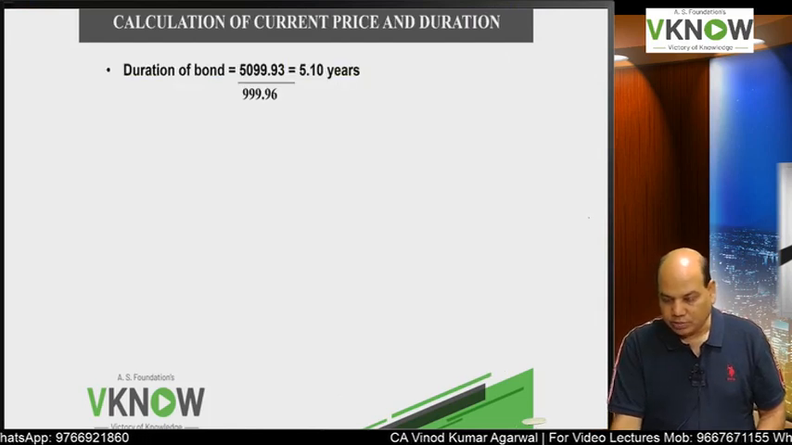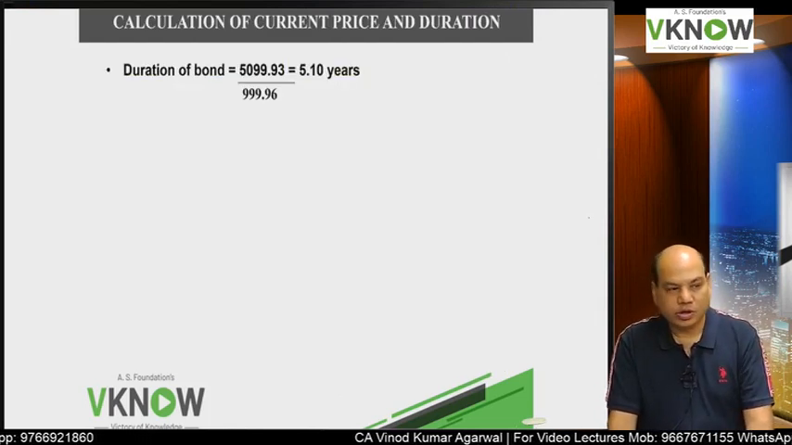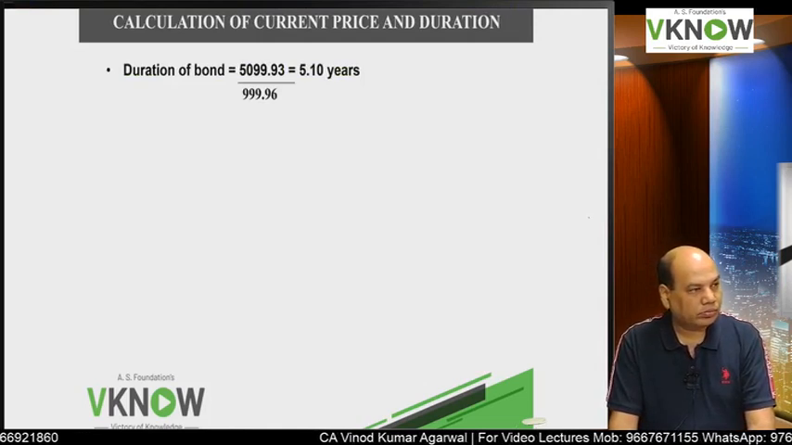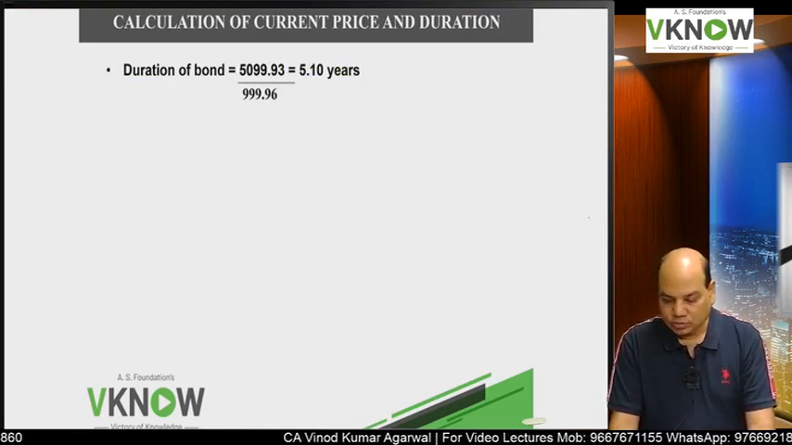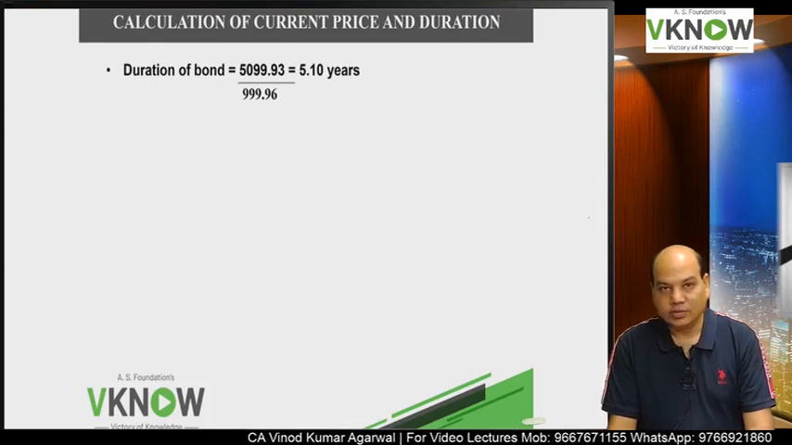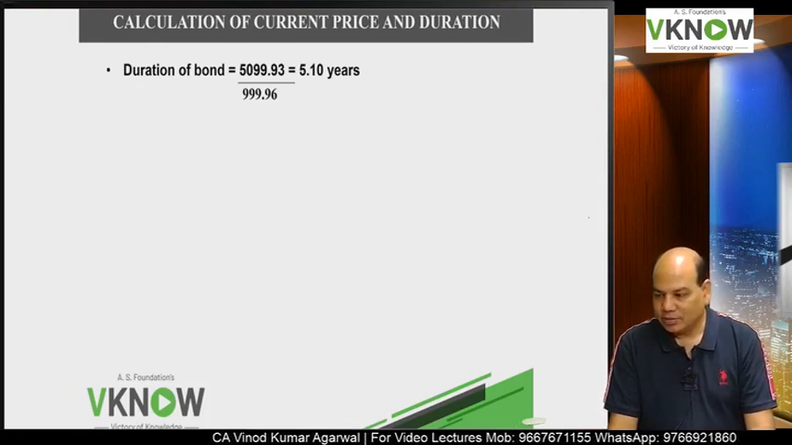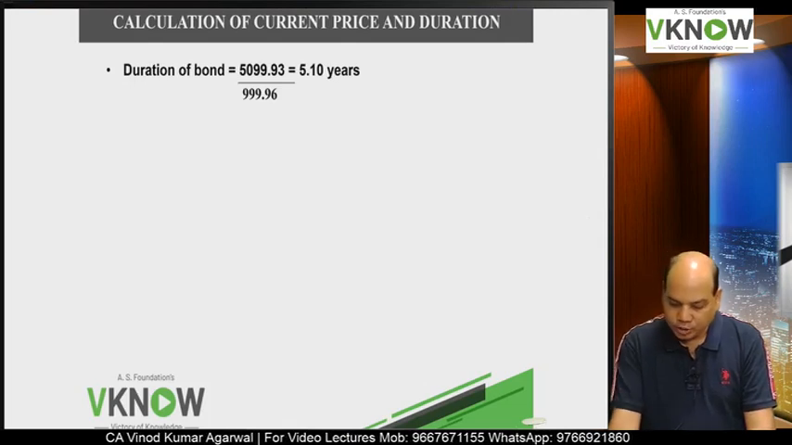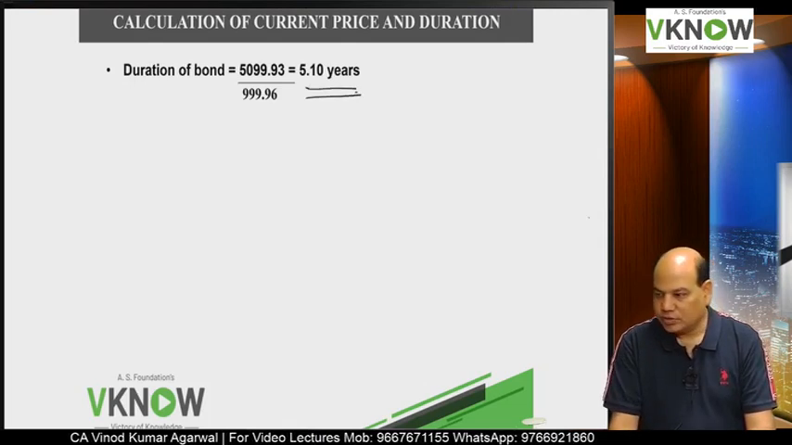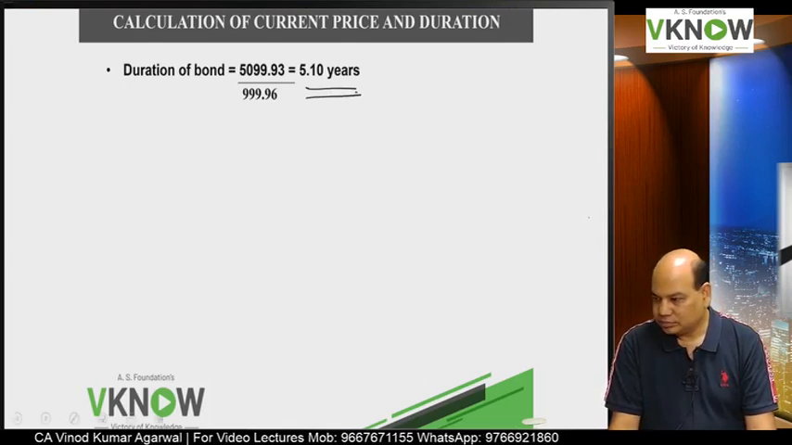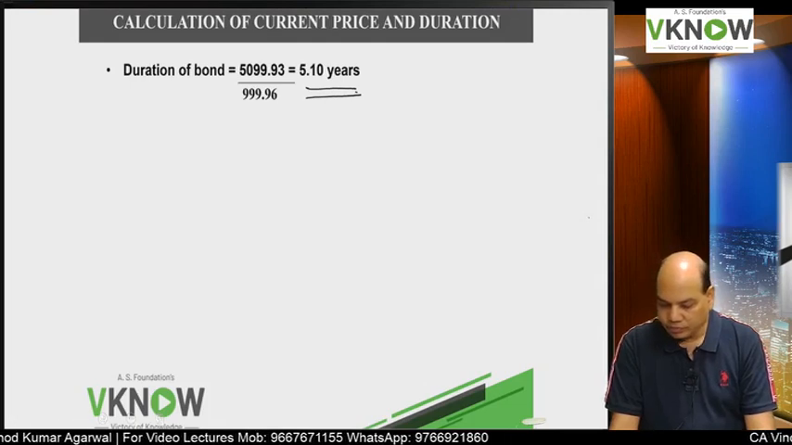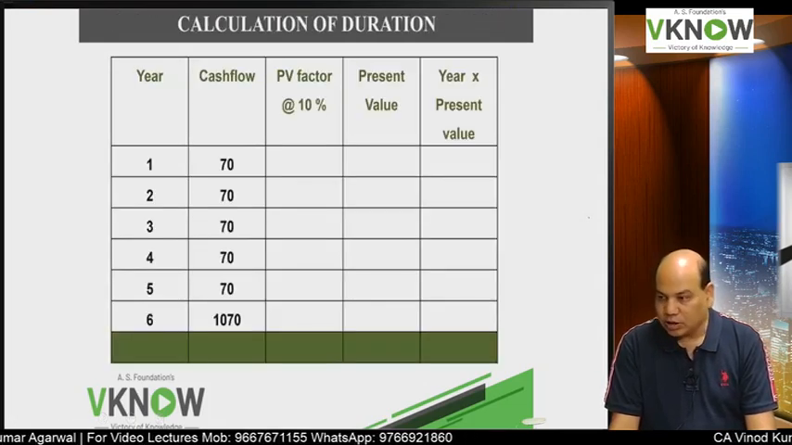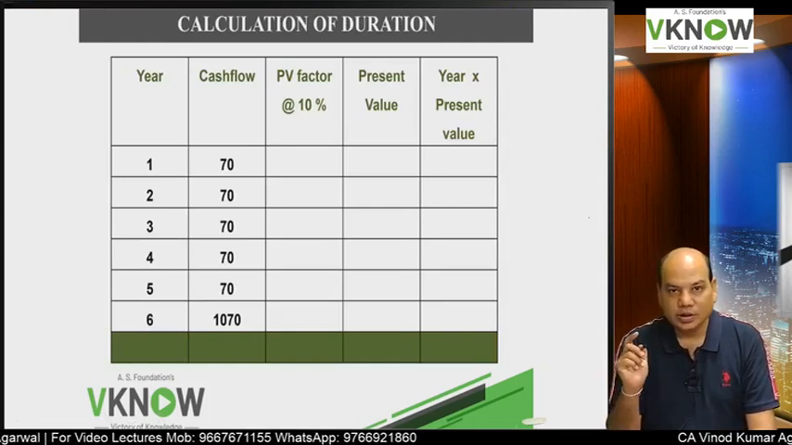So kindly write down below, duration of the bond is equal to 5099.93 divide by, you can write 1000 or you can write 999.96. So is the answer 5.10 years? Is the answer 5.10 years? Yes. Then we have to again calculate duration when YTM is 10%.